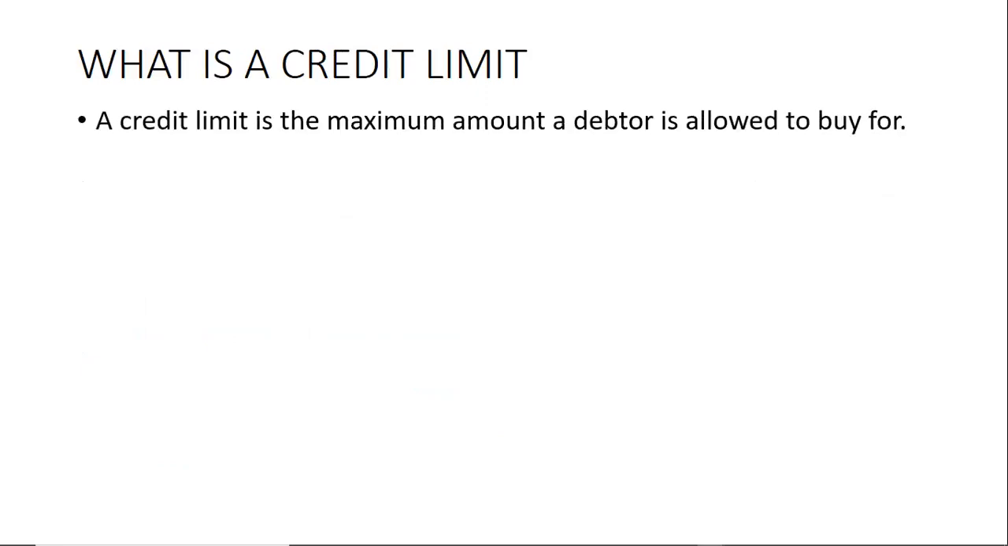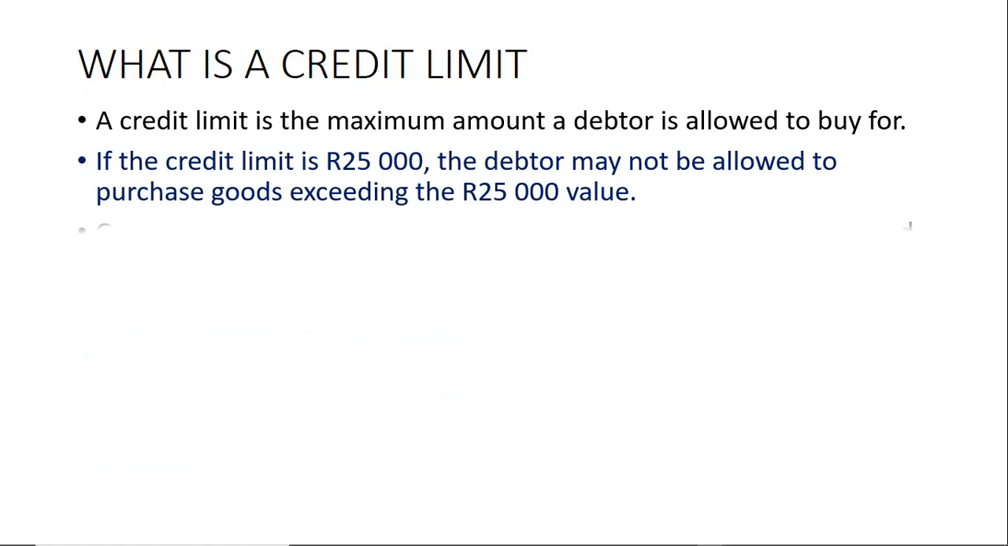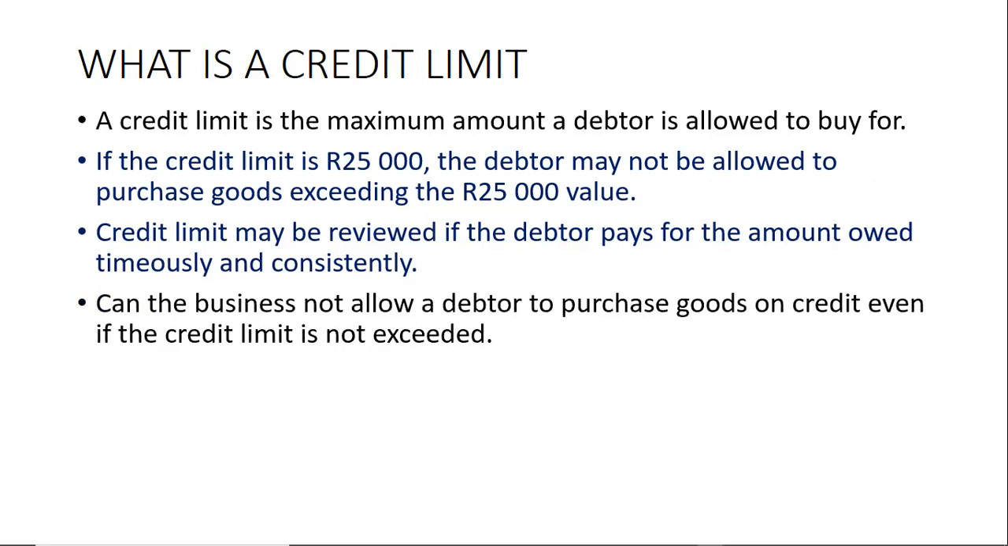The credit limit is the maximum amount a debtor is allowed to buy for. If the credit limit is 25,000, the debtor may not be allowed to purchase goods exceeding the 25,000 rand value. Credit limit may be reviewed if the debtor pays the amount owed timeously and consistently. So it can either be increased or decreased, right?